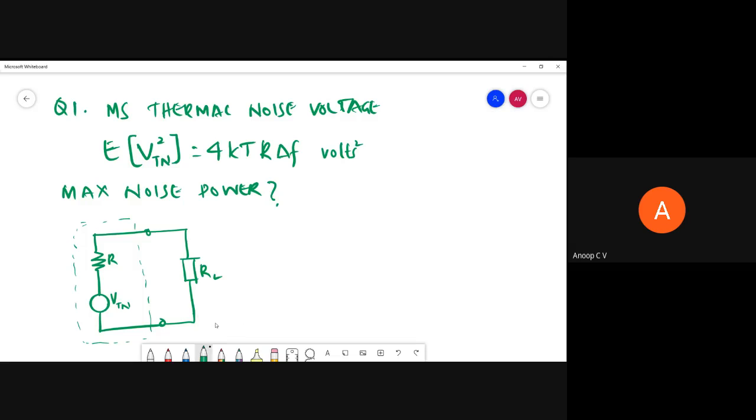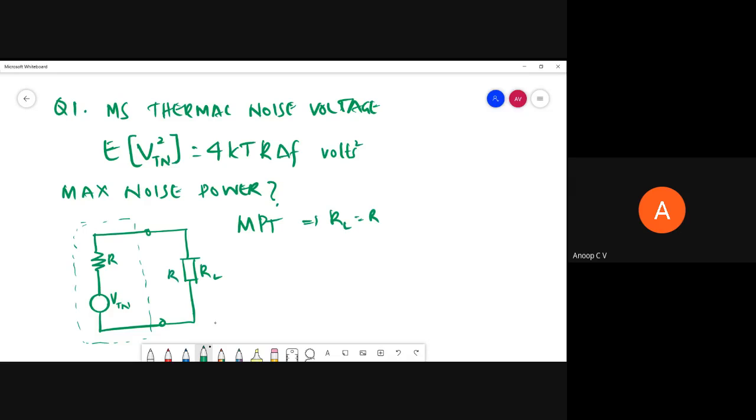Can anyone tell me what is the answer? So you might have studied the maximum power transfer theorem. It says that any source with internal resistance equal to R can deliver maximum power when the load resistor RL is equal to this internal resistance. If it is impedance, the load impedance should be the complex conjugate of the internal impedance. So this is the condition for maximum power transfer.